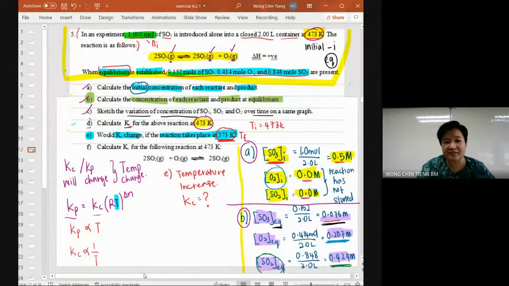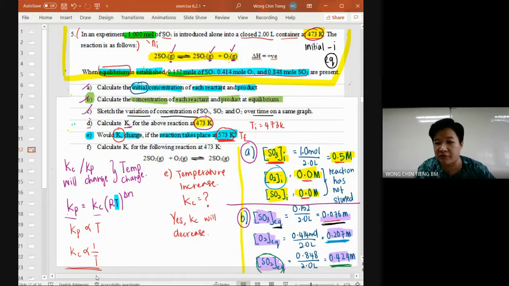Right now, the question is asking for KC. Would the KC change? Yes, the KC will change. My question: does KC increase or decrease if my temperature increases? Decrease. Yes, KC will decrease, because KC is inversely proportional to temperature. Again, I teach until using the formula even though I give the conclusion, because sometimes when you forget or have not memorised it, you look at the formula, which you must memorise.